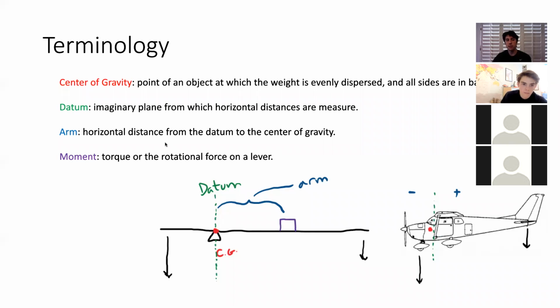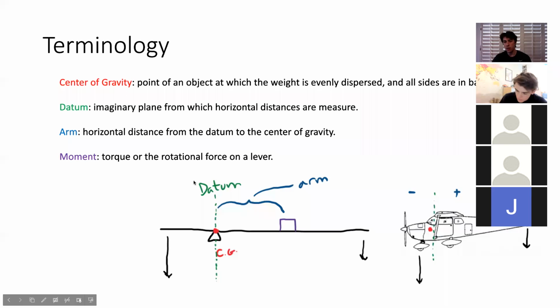The next term is the datum. The datum is just an imaginary plane that the manufacturer is going to come up with. They essentially say, hey, look, guys, we need to be able to measure where everything is from. So we're just going to create a reference point to come up with some numbers so we can do weight and balance. Theoretically, the datum can be basically anywhere. Typically they put it on the leading edge of the wing, and it's usually pretty close to the CG, maybe within like 30 inches.